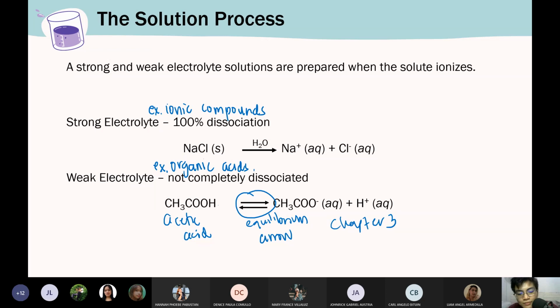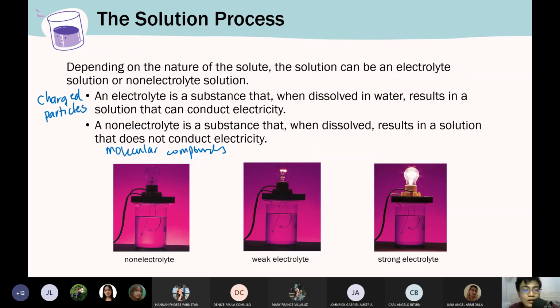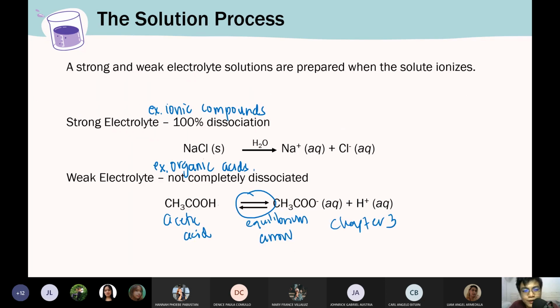Just remember lang, ano yung electrolytes, ano yung component ng electrolyte solution. Basically, that's charged particles. For non-electrolyte solution, that's commonly molecular compounds. When you say molecular compounds, those are compounds that do not dissociate, such as sugar. You know? And for electrolytes, they could either be strong or weak. For example, ionic compounds are usually strong, while organic acids are usually weak.